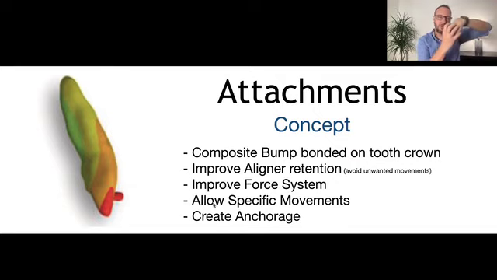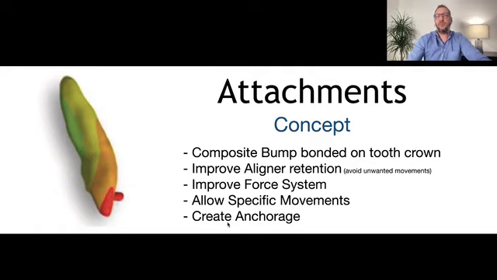So the attachment is going to help create a point of anchorage, so the aligner can pull the teeth to the center that we want, to the direction that we want. And of course, by doing this we can also create anchorage.